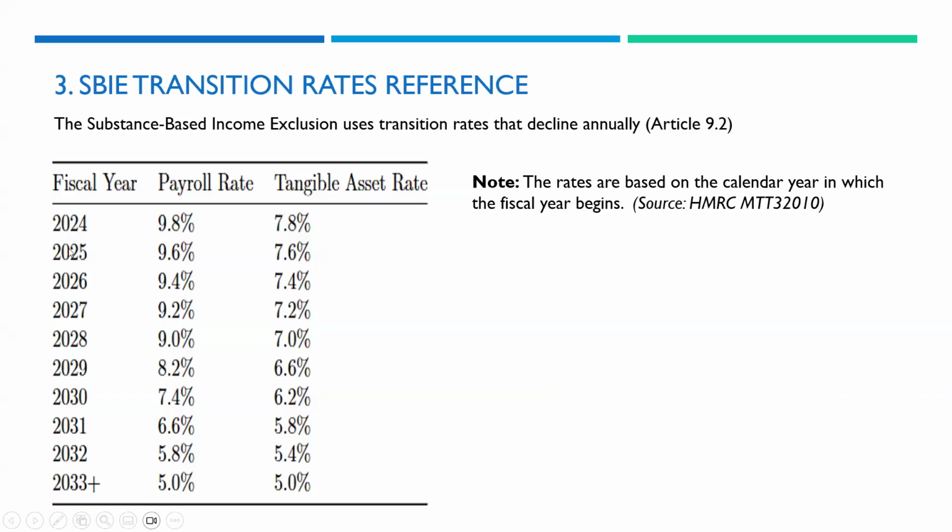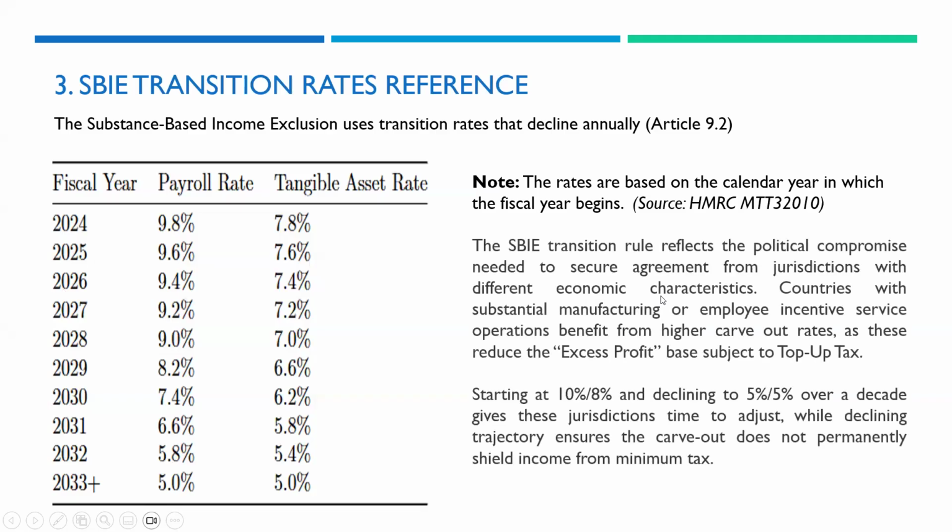Okay, April 25 to March 26, you can use this rate. April 26 to March 27, you can use this rate. And this clarification has been given by HMRC. So, it's only for UK, but that is the notion they have.